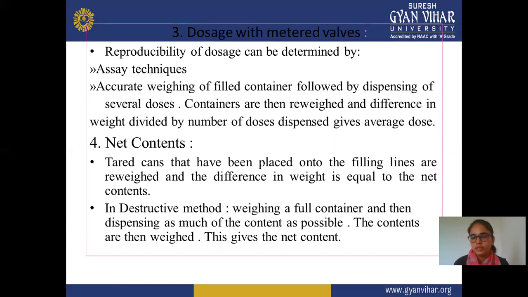Next is dosage with metered valve. These tests are only for those aerosol containers that have a metered valve or metered type of dosage form. Metered dose means that when we apply the pressure, a specific set amount of the concentration is expelled out. So in this, we are checking whether the metered dose concentration is proper according to the requirement or not. This test is only for metered dose aerosols.